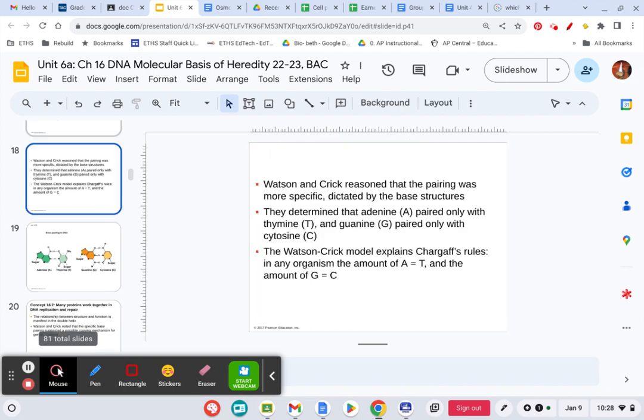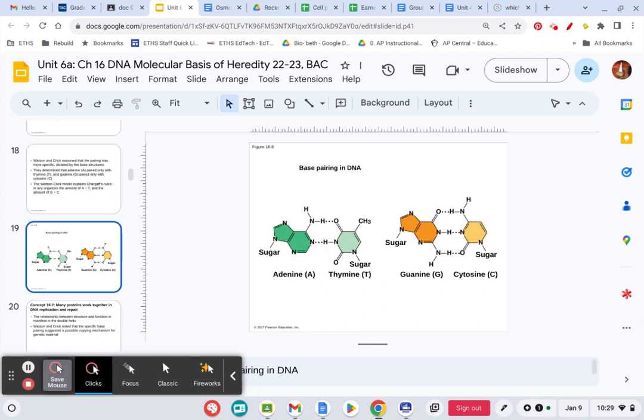Okay, so Watson and Crick reasoned that the pairing was more specific, dictated by base structures. They determined that adenine only paired with thymine and guanine only paired with cytosine. And that would explain why Chargaff always found that however many guanines you had, you always had the same number of cytosines, because they were paired together. They were a matched set. If you didn't have one, you didn't have the other. Okay, adenine with thymine and guanine with cytosine.